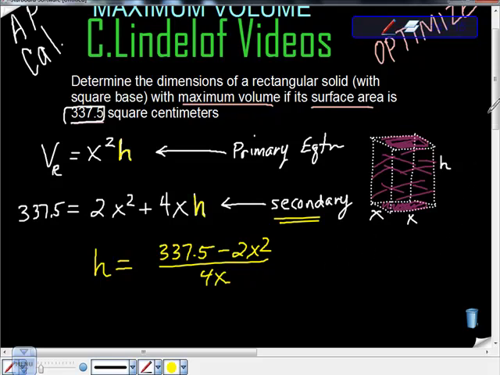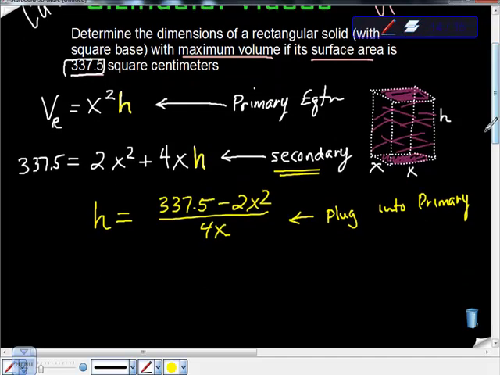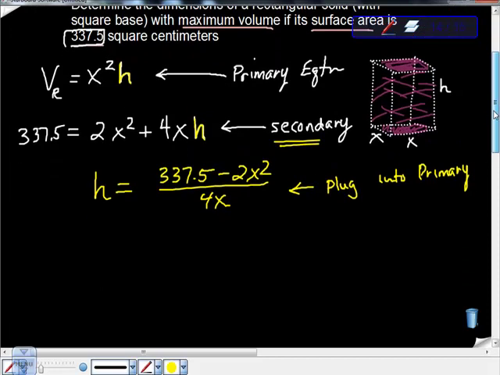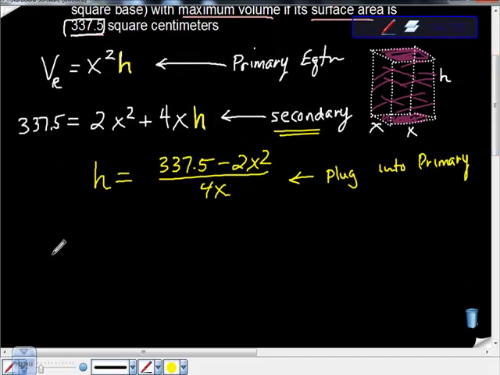So what am I going to do with that? From there, I'm going to plug this into the primary equation. The routine that we're using here can be used over and over and over again. So if you can do this problem, you can do any problem, is the good news. So I'm going to go ahead and sub that in.